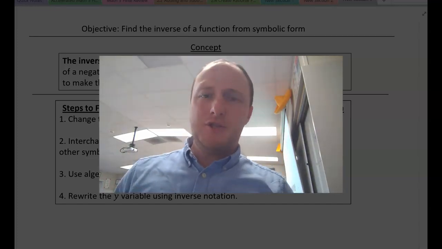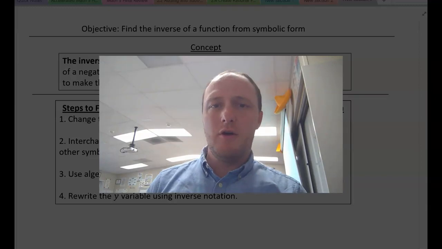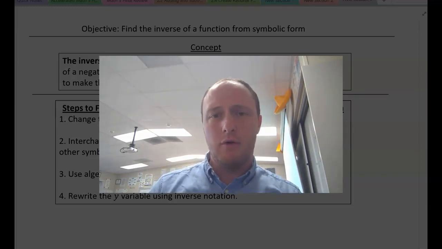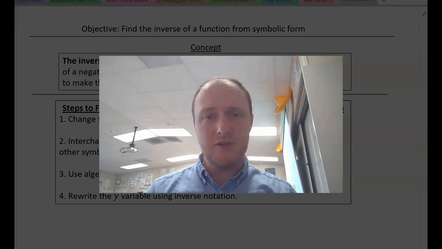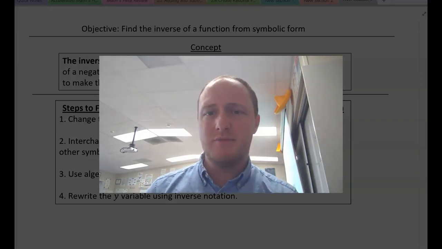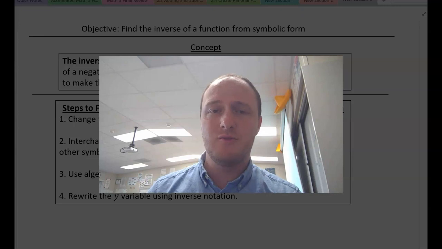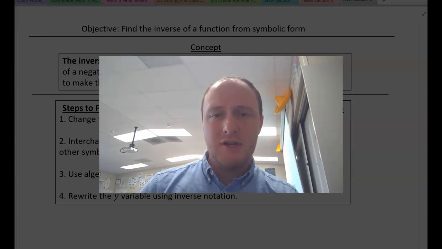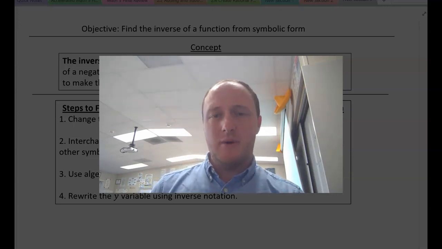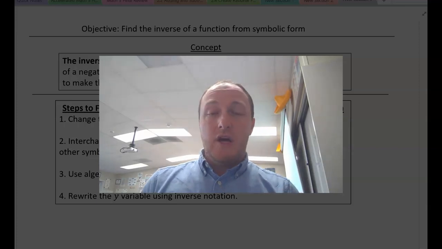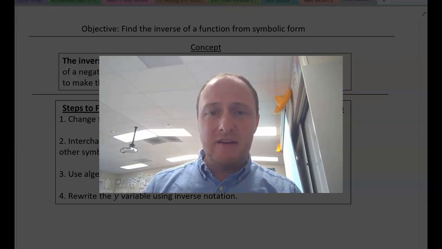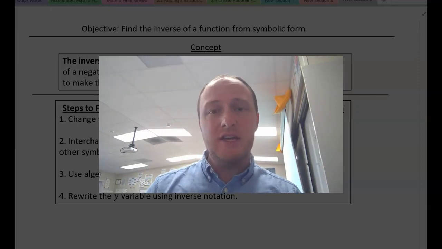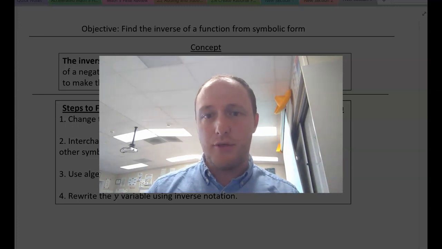This is 4-2, part C, the third video on finding inverses from symbolic form. In the first video, we talked about finding the inverse of linear functions. In the second video, we talked about finding the inverse of quadratic functions, which is square root functions. And then in this video, we are going to talk about the inverses of cubic functions, power of 3. And the inverse of a cubic function is a cubic root function, just like a square root function, okay? But we're taking the third root.